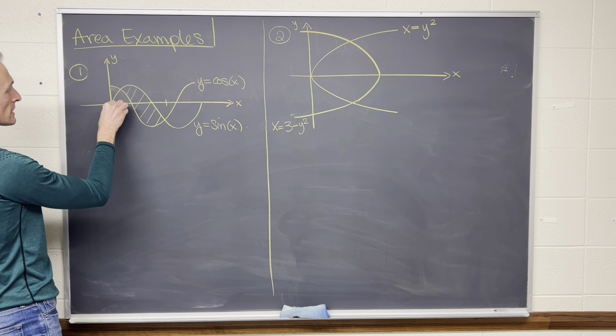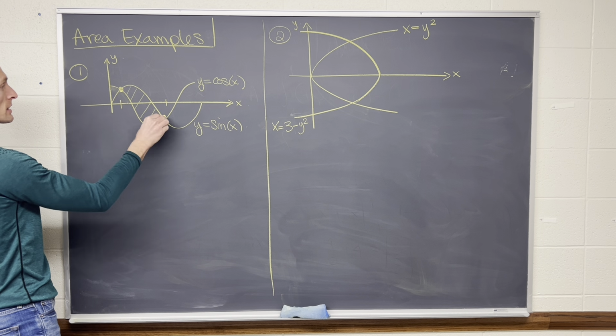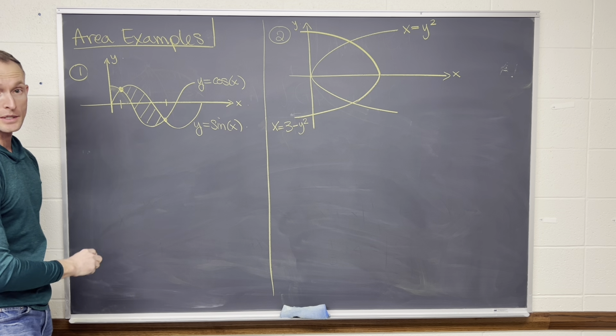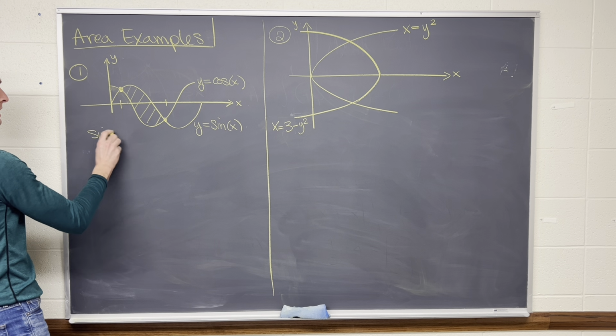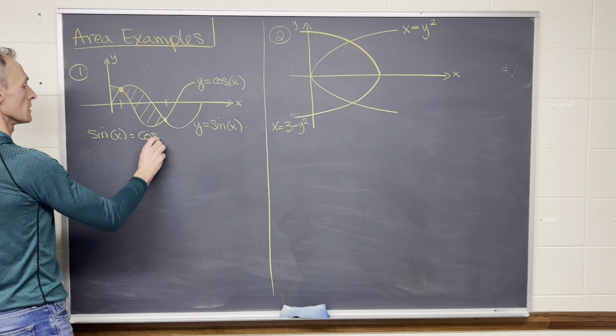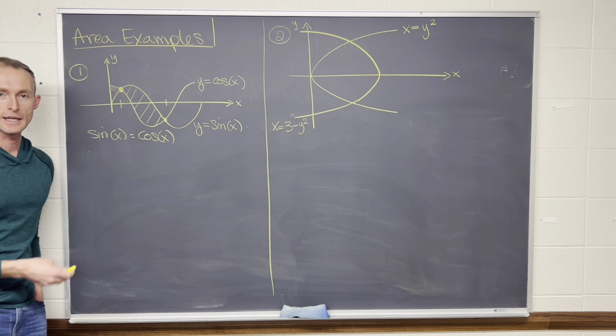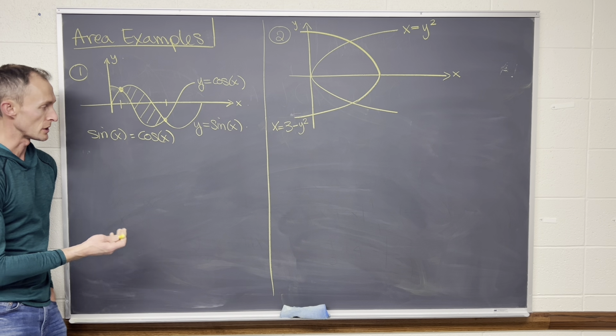Remember, the first thing I need to figure out is over what region. I need to figure out what this left point is, because that's where they intersect, and what this right point is, because that's where they intersect. What is that really saying? That's saying when are the two y values the same? Well, that's saying when sine and cosine are equal to each other.